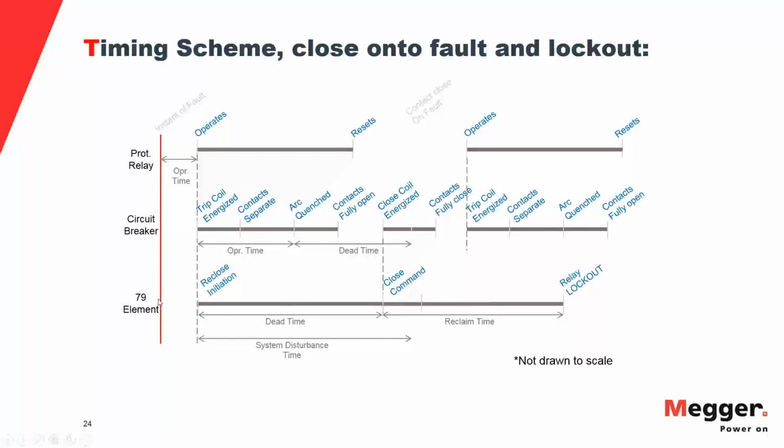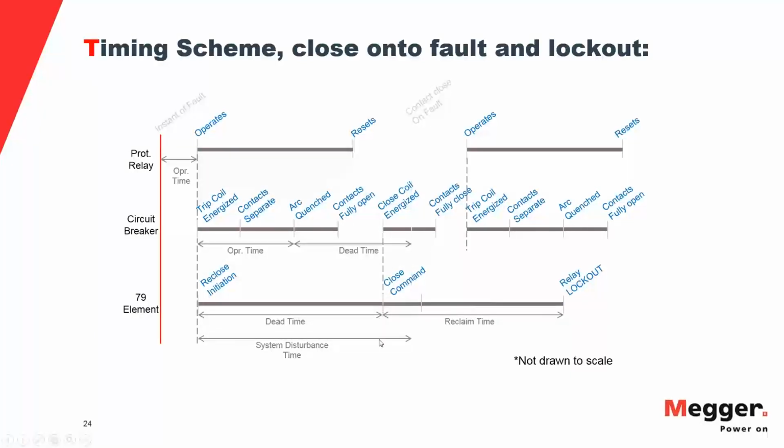Now, during that time, the 79 element is initiated. The 79 element is initiated at the same time that the protection relay initiates its operation for the first fault that happens in the system, right? Now, the 79, remember, the 79 is smart. It sees one fault, and after it sees that fault, it waits for the opening, and then after a few moments, tells the breaker to close again. All right? So the 79 waits until there is an opening, until the breaker opens.